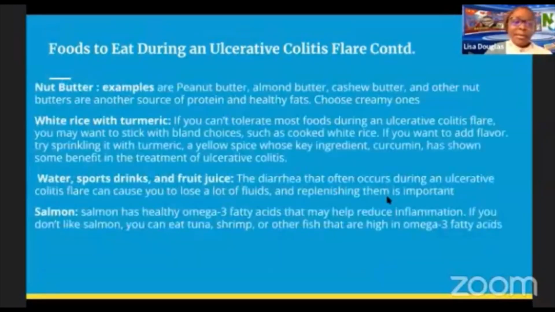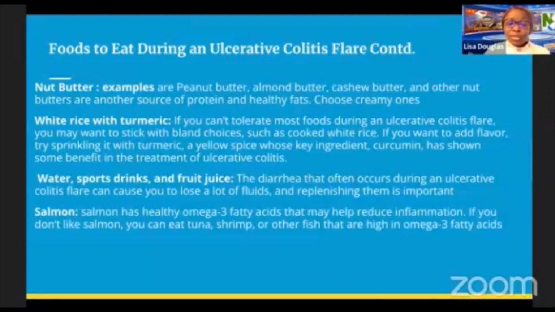Foods to eat again: nut butter. Examples are peanut butter, almond butter, cashew butter, and other nut butters, which are another source of protein and healthy fats. So you want to make sure that when you choose these, however, you choose the ones that are creamy, not the ones that have the nuts. White rice with turmeric. If you can't tolerate most foods during an ulcerative colitis flare, you may want to stick with bland choices such as cooked white rice. If you want to add flavor, try sprinkling in some turmeric, which is a yellow spice whose key ingredient, curcumin, has shown some benefits in the treatment of ulcerative colitis.